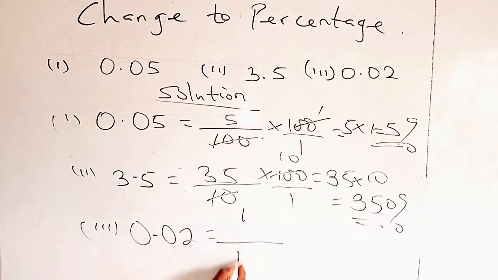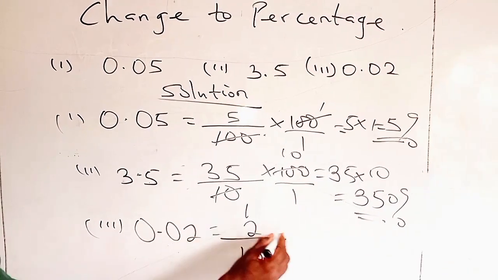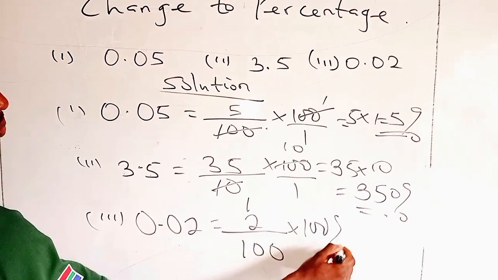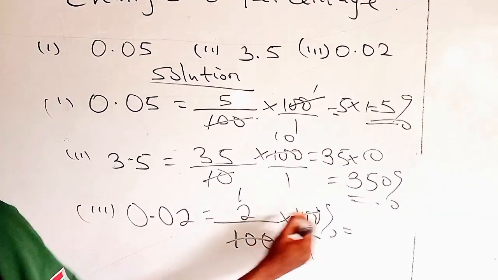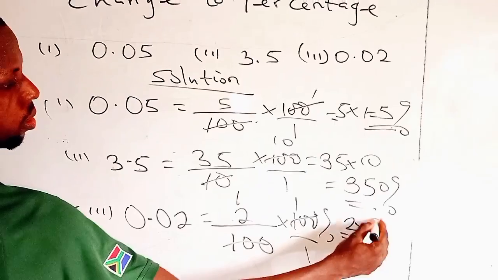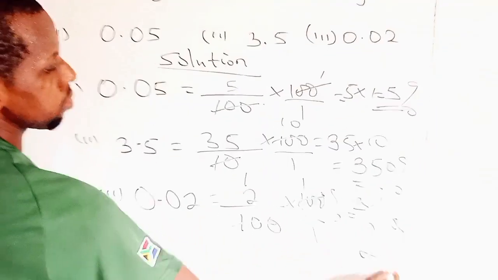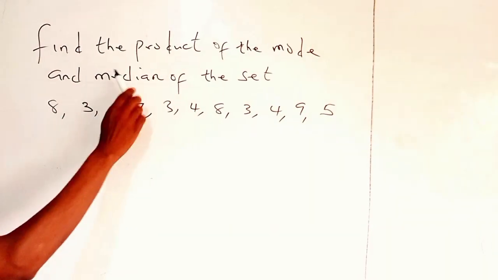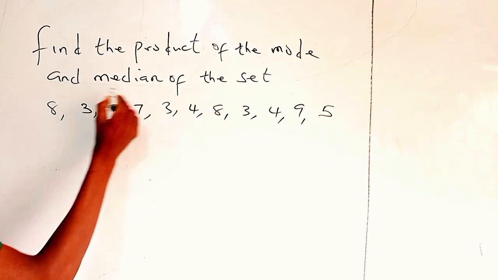So for the third one, we have 0.02. Okay, this to fraction, we have 100. Here we have 2 times 100% over 1. So this can go. So we have 2 times 1. That is 2%.